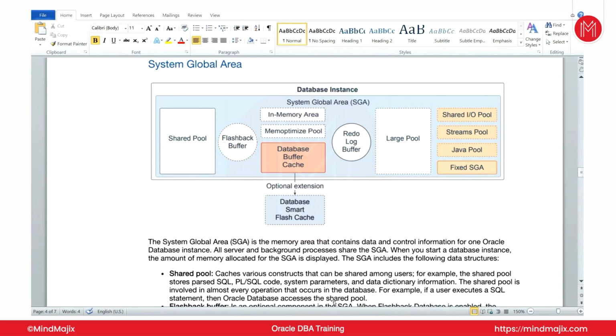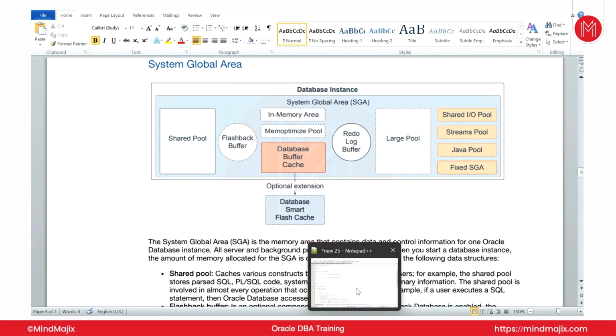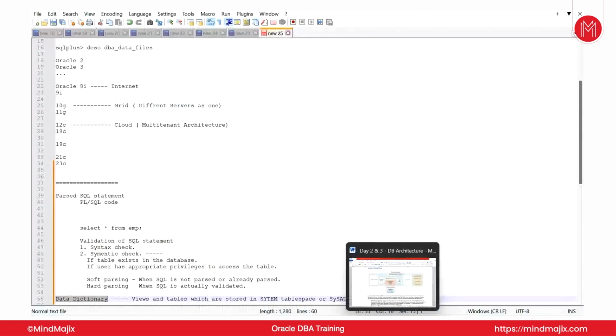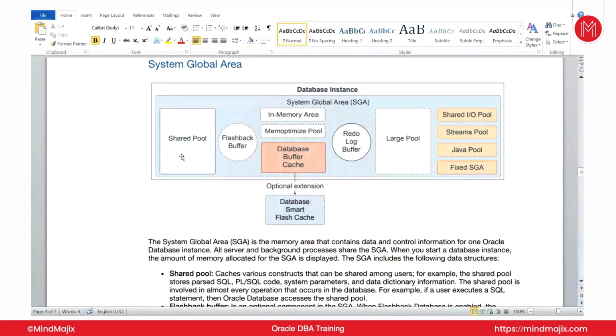So if I summarize what the shared pool stores: it stores parsed SQL, parsed PL/SQL code, and data dictionary information.